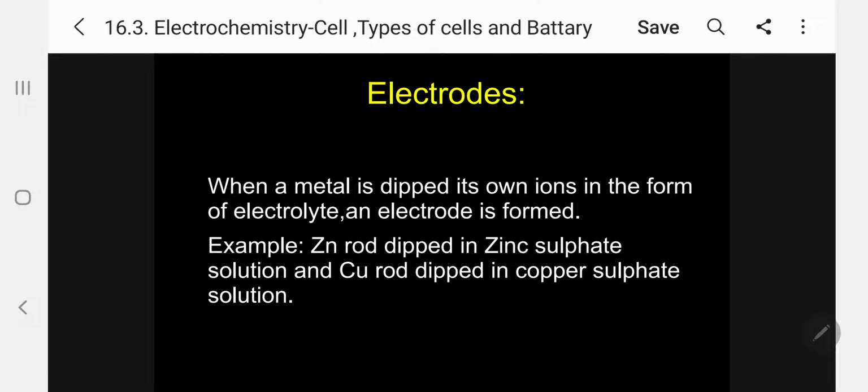I will give some information which is not available in our book. My dear students, this information is not available. Kindly take notes. When a metal is dipped in its own ions in the form of an electrolyte, an electrode is formed. For example, zinc rod dipped in zinc sulfate solution, copper rod dipped in copper sulfate solution is a specific example.